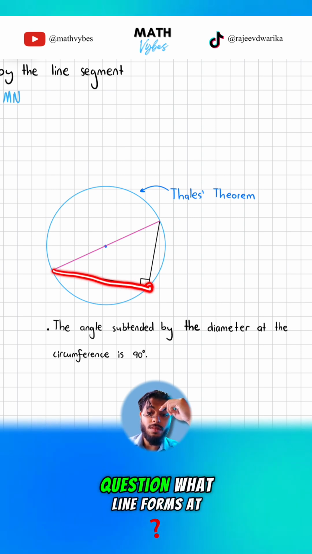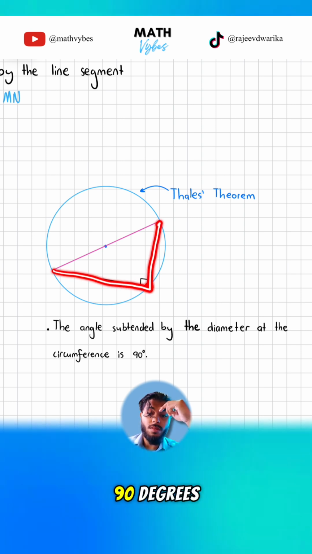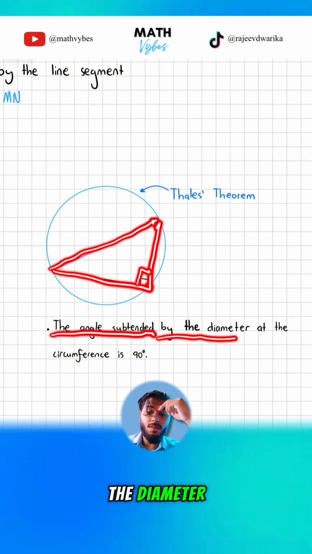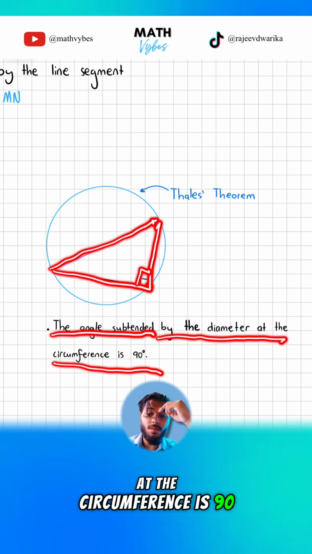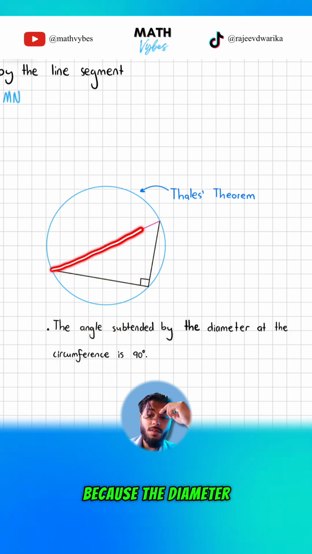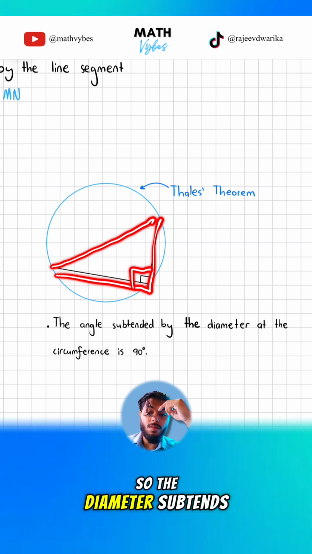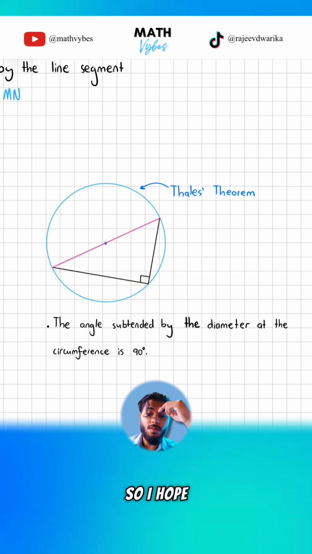So I have a question. What line forms at 90 degrees? Well, the diameter. So I would say that the angle subtended by the diameter at the circumference is 90 because the diameter forms the 90 degrees. So the diameter subtends the angle. So I hope you guys understood that.